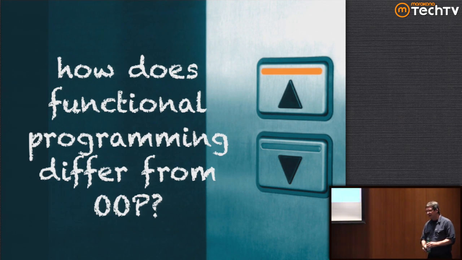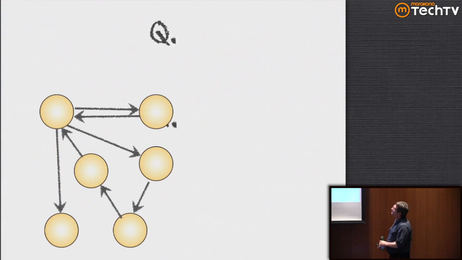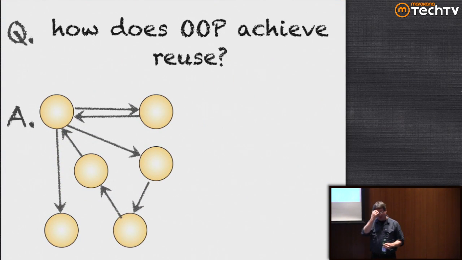Another thing that's interesting about Clojure is that it's a strongly functional language. So how is that different from what you're used to in the object-oriented world?